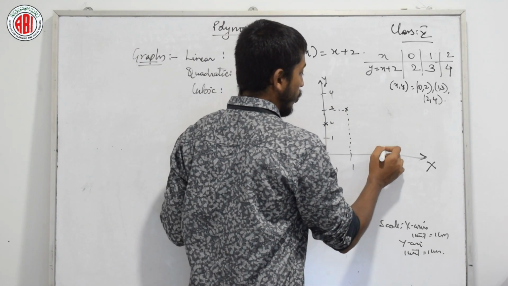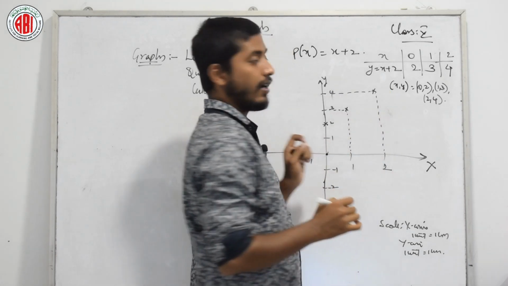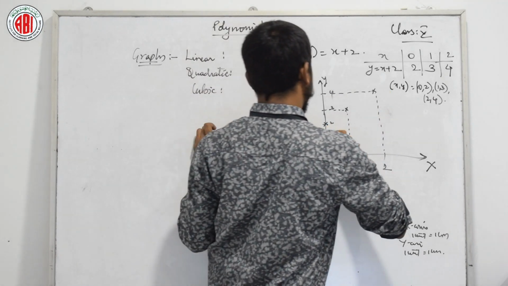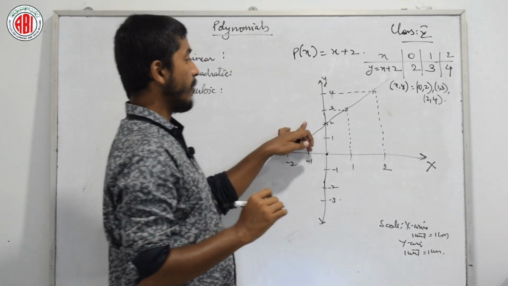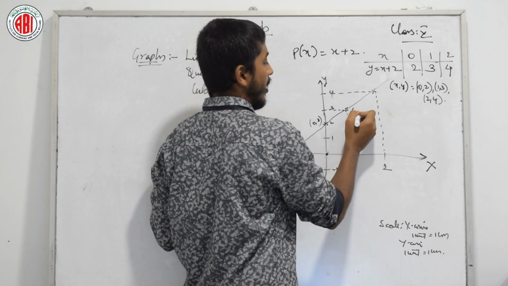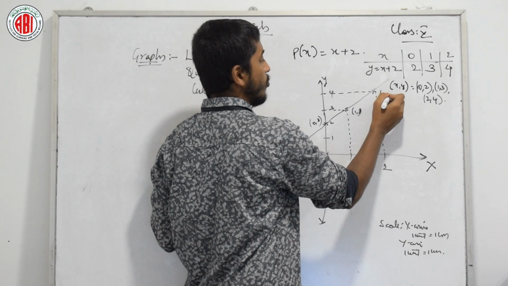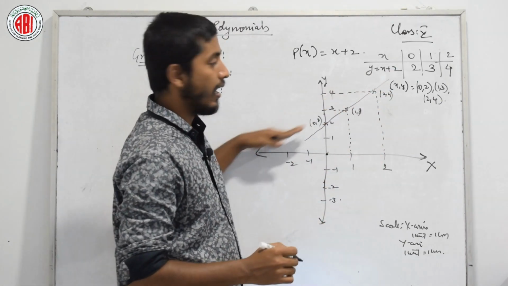x is 2 and y is 4. This is the third point. Now let us join these 3 points. Is it clear? How many points did we take? Here it is (0, 2), here it is (1, 3), and here it is (2, 4). This is a straight line.